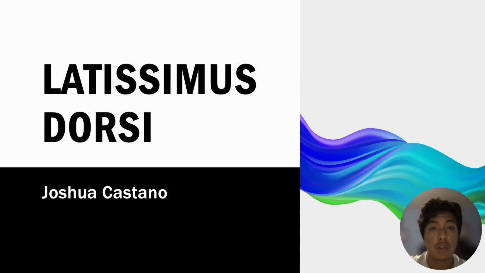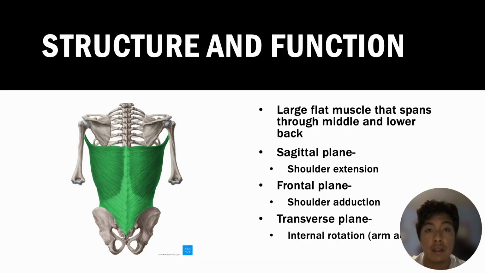Hello, my name is Joshua, and I will be discussing the Latissimus Dorsi, or the lats, and their structure and function, the origin and insertion points, the bones they act upon, and how to strengthen them. The Latissimus Dorsi is a large flat muscle that spans throughout the middle and lower back.